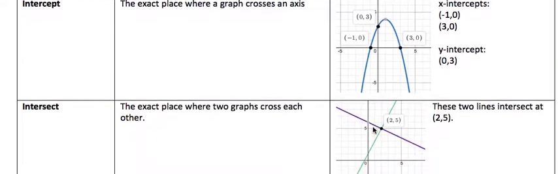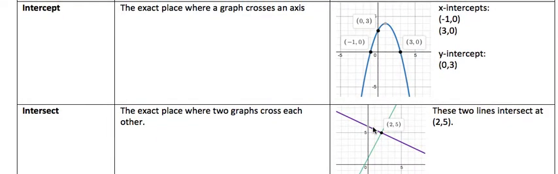Next up come two words that are very similar, but actually mean slightly different things. Intercept and intersect. Now, they're very similar in that both track a crossing place, but an intercept tracks where a graph crosses an axis, whereas an intersect tracks where two graphs cross each other.